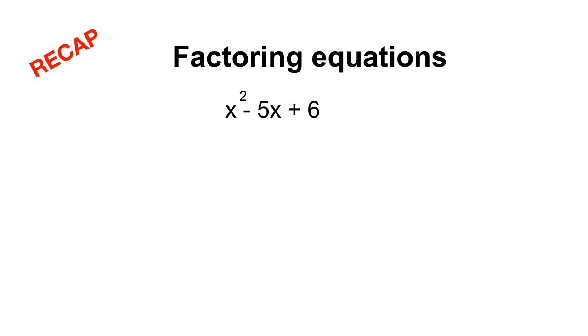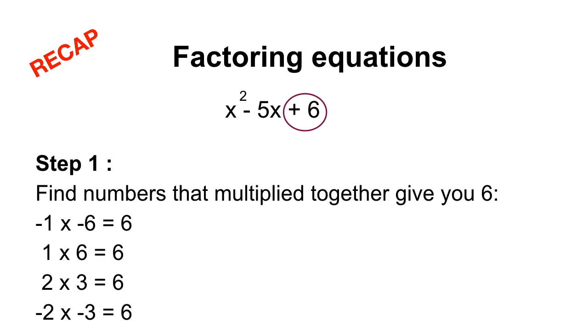When they ask you to factor an equation, the first thing you have to do is look at the whole number. Step 1 is to find all the factors of this number, meaning all the numbers that, if multiplied together, would give you 6. So minus 1 multiplied by minus 6 would give you 6, 1 times 6 gives you 6, 2 times 3 gives you 6, etc.